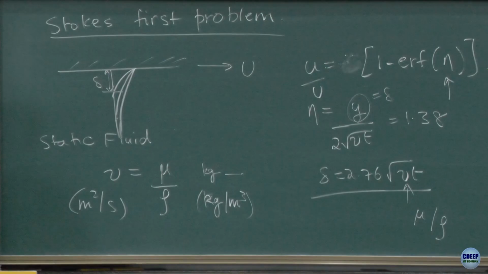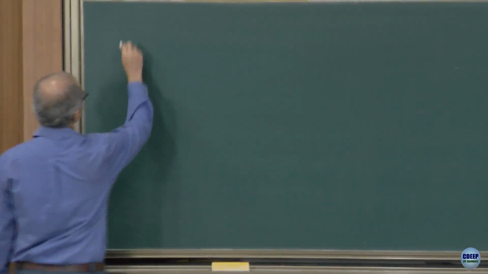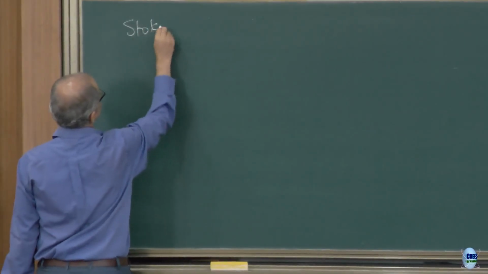So these were the 2-3 remarks that I could not make before the closure of the previous class. So that's where we are starting from. And today what we are going to do is look at the Stokes' second problem.